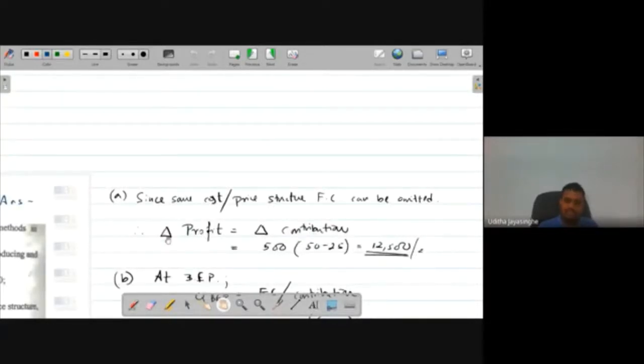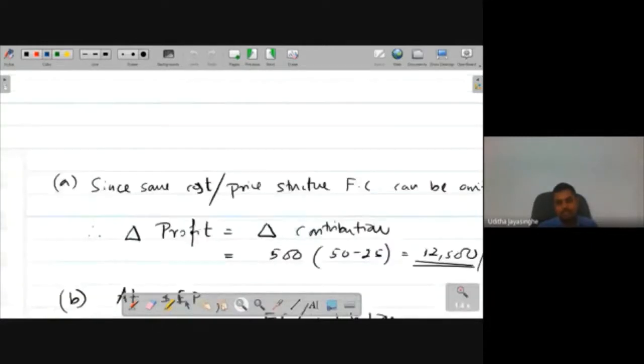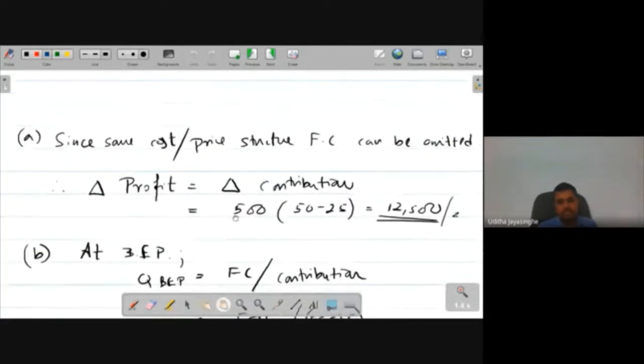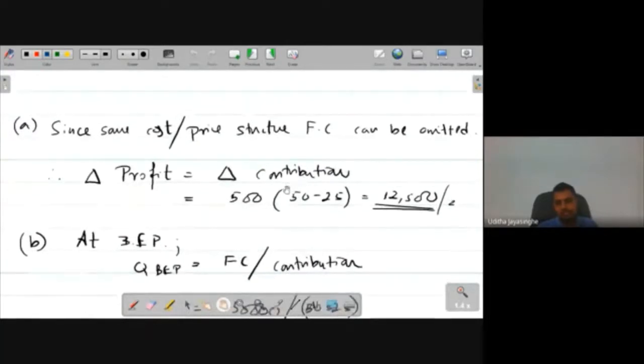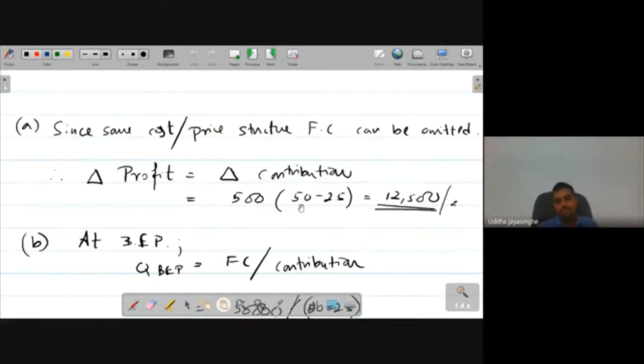This triangle is the delta, or mathematically it's the difference. So the difference of the profit of these two scenarios is going to be the difference of contribution, since the fixed cost can be omitted. So 500 is the increased number of units multiplied by selling price minus your variable cost. That is 500 multiplied by 25. Your answer is going to be 12,500.